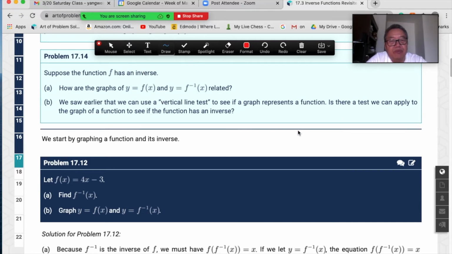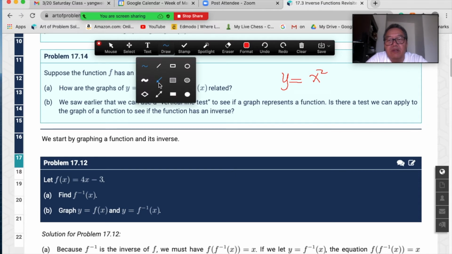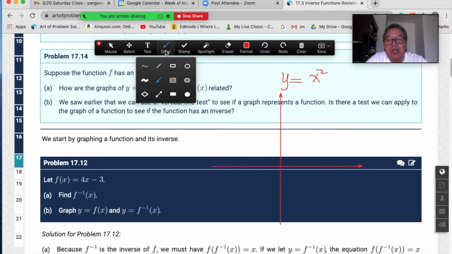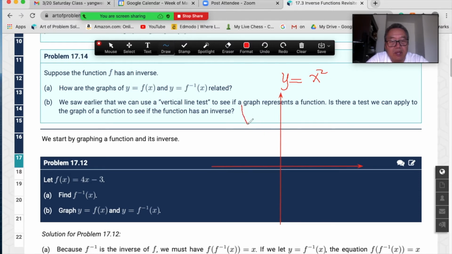Let me give you an example. Suppose we have an original function, y equals x squared. If you graph this, you will get something like this, right? This is y equals x squared. Then we know this one is a function, right?